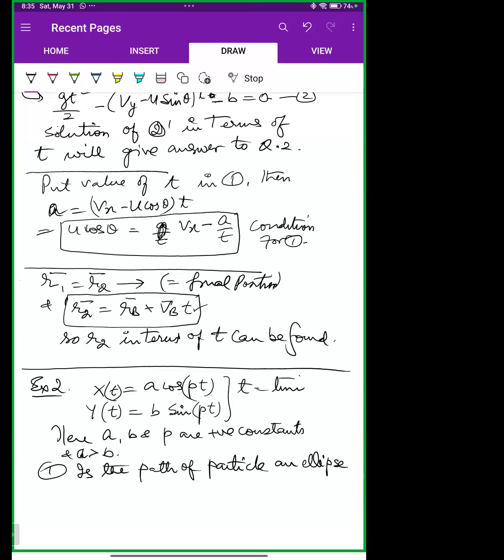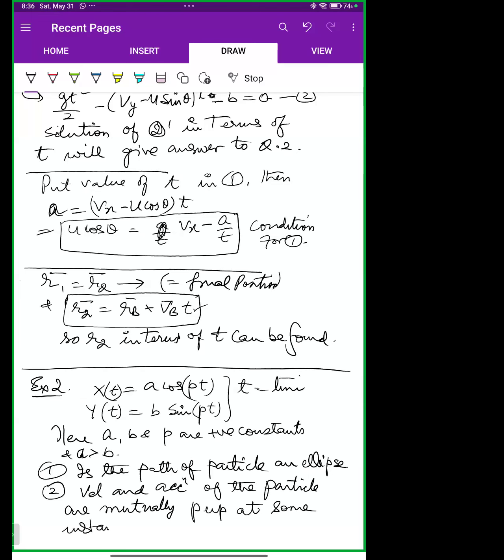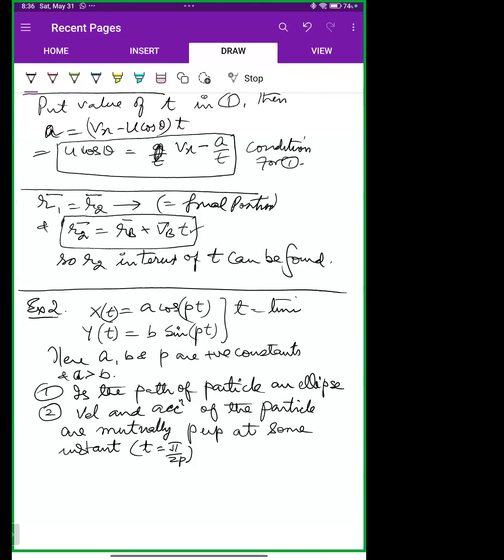And the second portion is: velocity and acceleration of the particle are mutually perpendicular at some instant t is equal to pi upon 2p. I would rather put it this way.